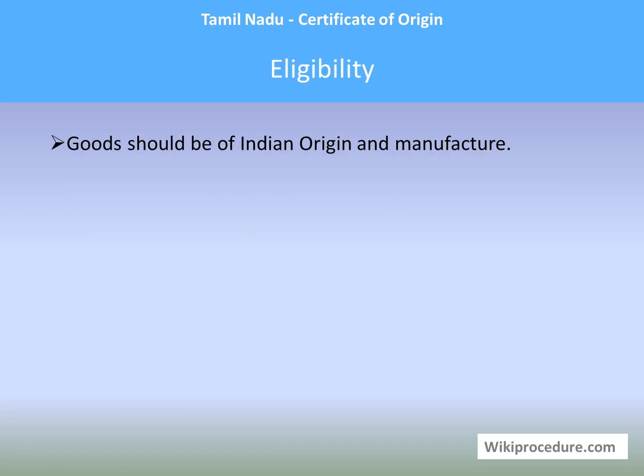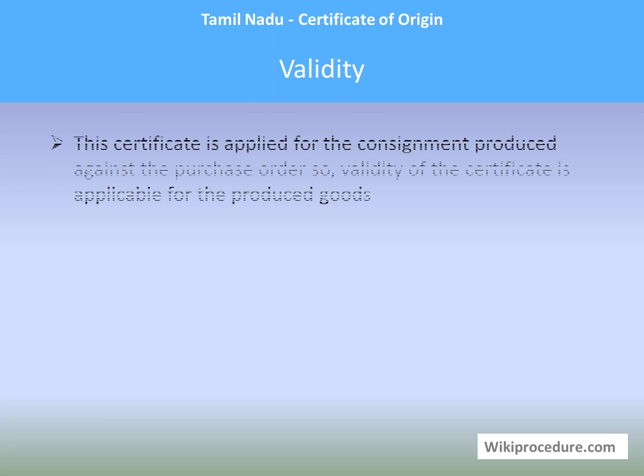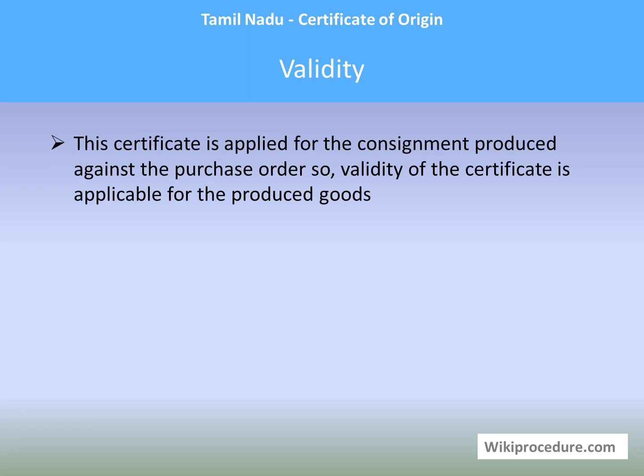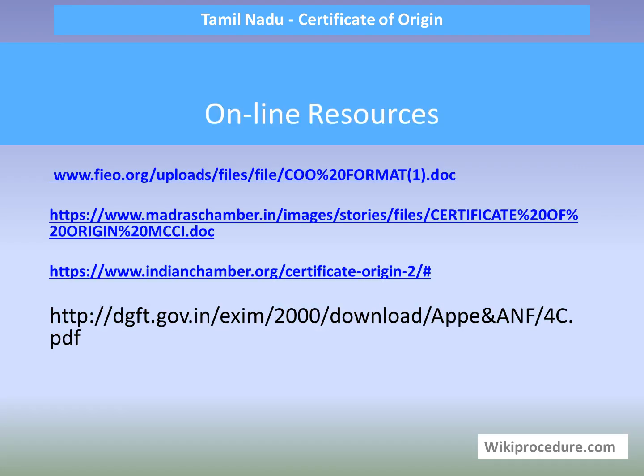Eligibility: if goods are of Indian origin and manufacture, then they are eligible for applying for the certificate of origin. Validity: this certificate is applied for the consignment produced against the purchase order from the importer. So once this is manufactured and exported, the validity ends for the goods produced.